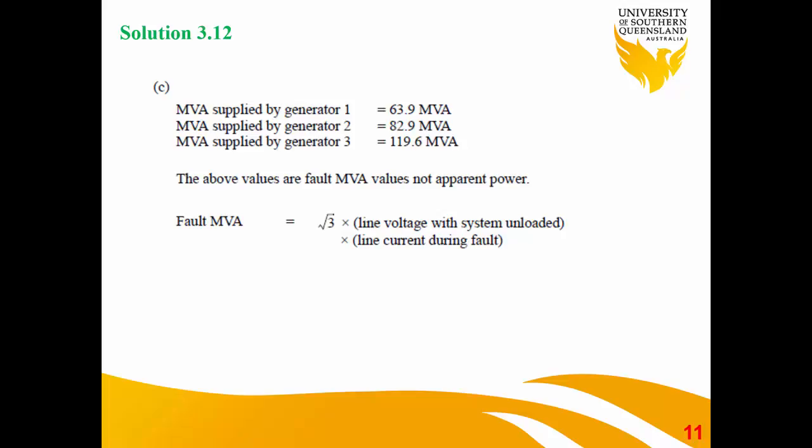Okay. So, and then finally, fault MVA, say root 3, line voltage with system unloaded, and then line current during fault. So fault MVA, if it happens any fault, then you have to calculate with the fault current, fault MVA, that's what I said. And then line voltage with system unloaded. What was the situation over there?